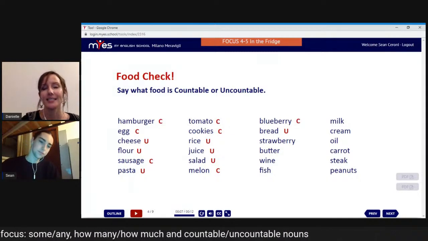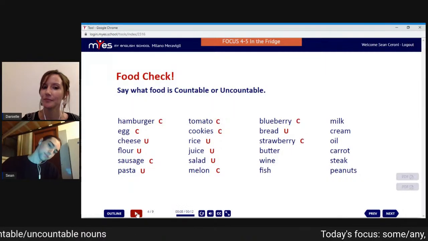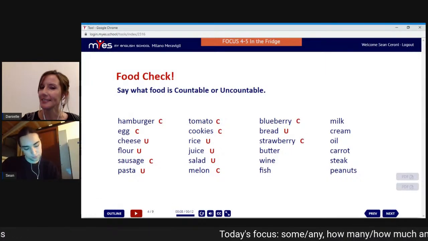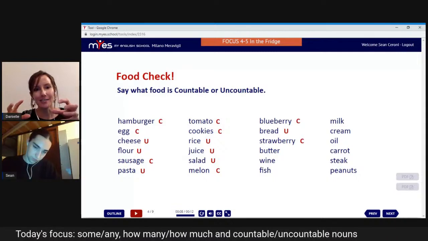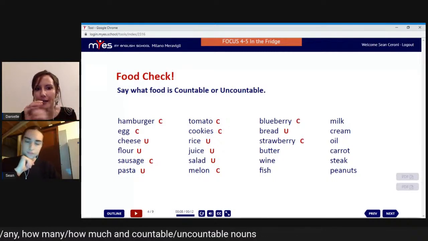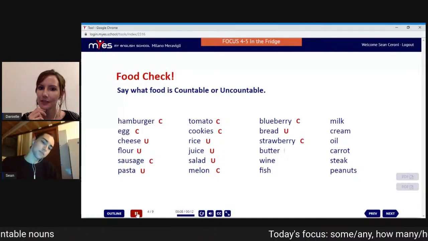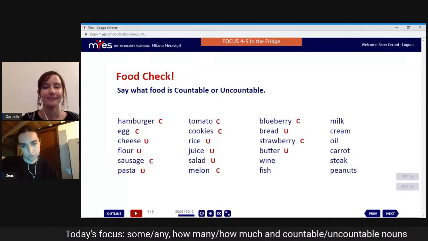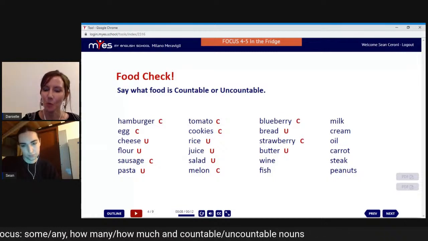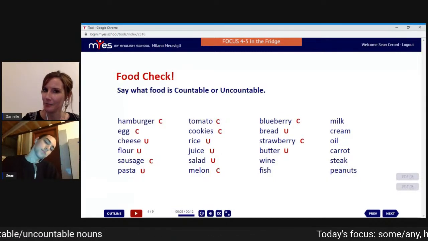Strawberry is a fruit. It is countable. Butter, again, because it's generally quite a large amount and you only use a small part of it every time, it's uncountable. Wine, as Sean said, wine is obviously a liquid, and so it's uncountable.